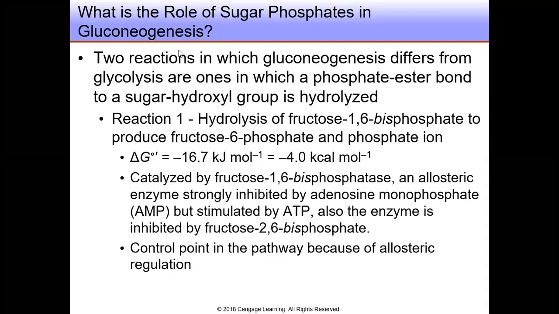Now, the two reactions in which gluconeogenesis differs from glycolysis are ones in which a phosphate ester bond to a sugar hydroxyl group is hydrolyzed. Reaction 1 is the hydrolysis of fructose 1,6-bisphosphate to produce fructose 6-phosphate and phosphate ion. Notice that this reaction is exergonic, catalyzed by fructose 1,6-bisphosphatase, an allosteric enzyme strongly inhibited by AMP but stimulated by ATP. The enzyme is also inhibited by a sugar phosphate called fructose 2,6-bisphosphate, and this is a control point in the pathway because of allosteric regulation.